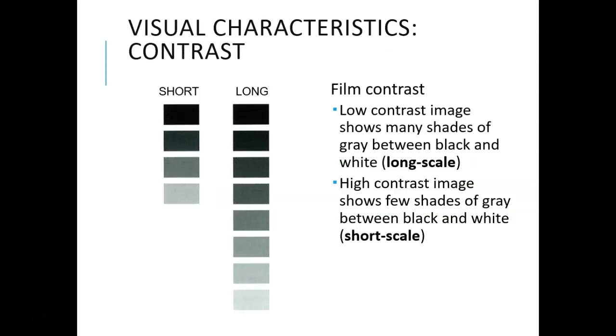There are two different ways of describing contrast: a long scale and a short scale. A long scale is low contrast, meaning in between each tile of color there's little difference: this black, a little lighter, a little lighter, a little lighter. It goes along in a long scale and you get lots of shades of gray.